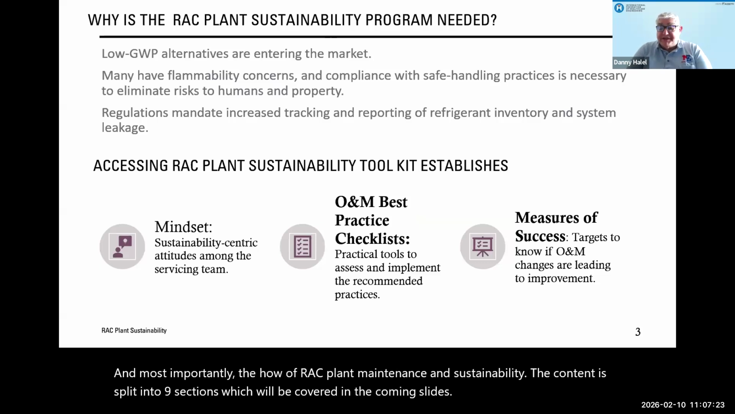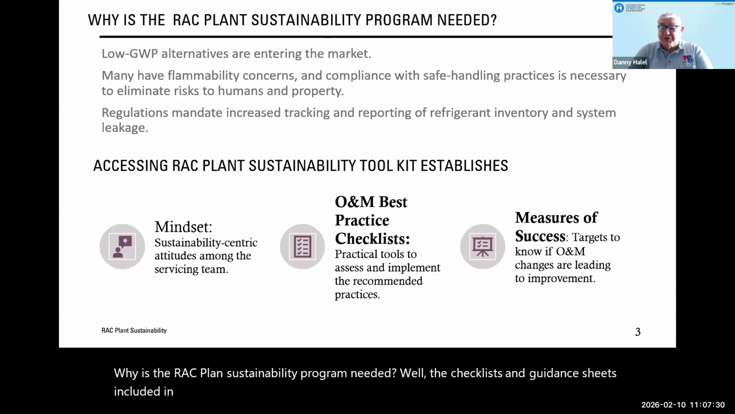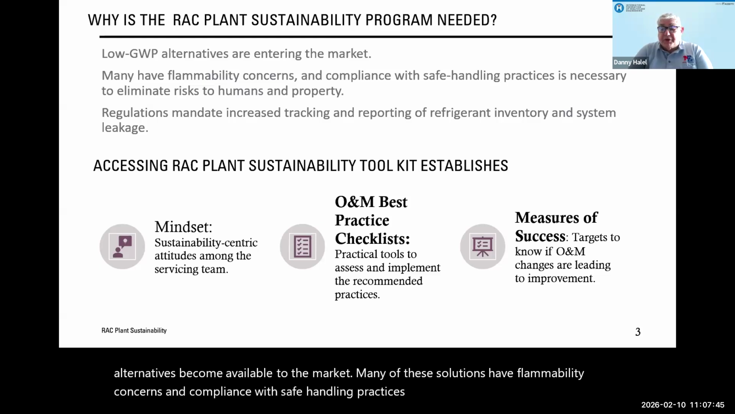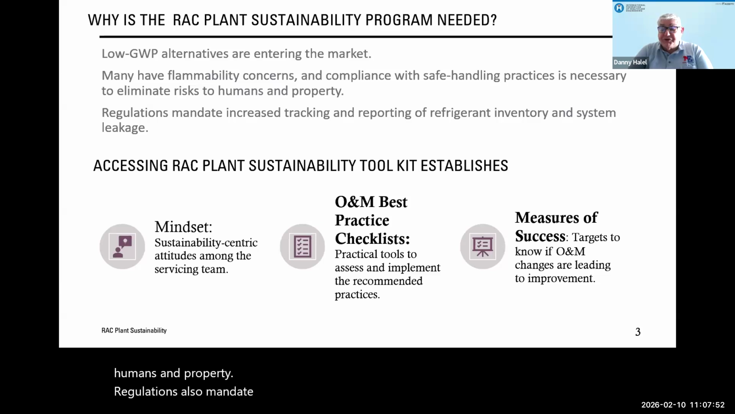Why is the RAC Plant Sustainability Program needed? Well, the checklists and guidance sheets included in this program are critical resources for RAC plant operators as low GWP alternatives become available to the market. Many of these solutions have flammability concerns, and compliance with safe handling practices is necessary to eliminate risk to humans and property. Regulations also mandate increased tracking and reporting of refrigerant inventory and system leakage.